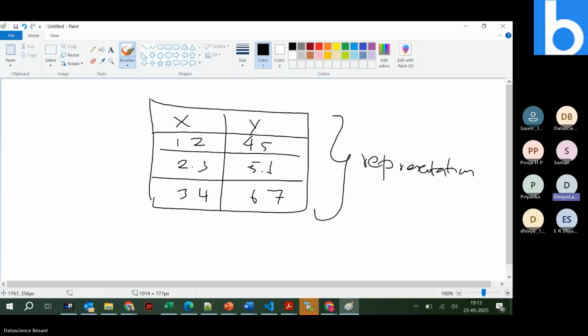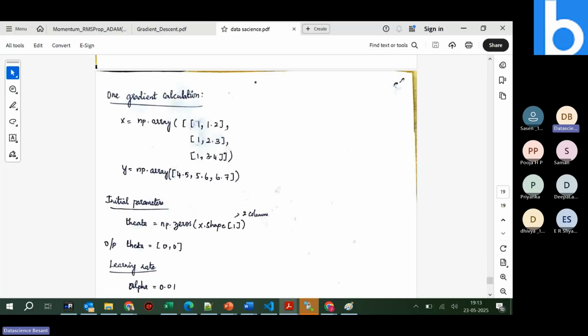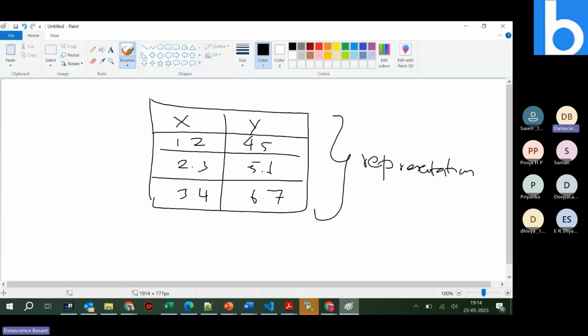So how are we getting these 4.5, 5.6? These are just random values. I'm just taking some random data set, as if this is a data set which you are basically going to train the model on. It's just an example. There might be a relationship or no relationship, but right now don't consider that. You want to understand mathematically how it is being solved.